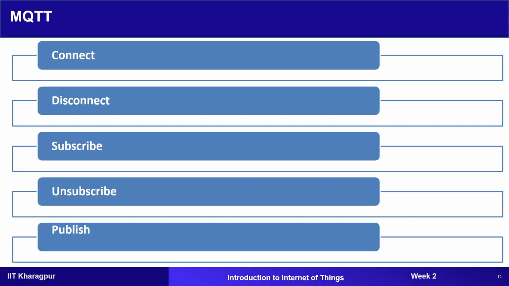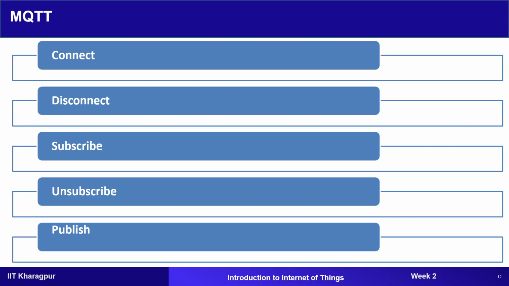Now, these are the different types of messages used by your MQTT protocol. The first one is connect. The connect method is used to establish the connection between your different clients and your server. So basically, to establish the connection between your subscriber, publisher and broker, the connect message or method is used. The second one is disconnect. To disconnect the connection, the disconnect method is used.